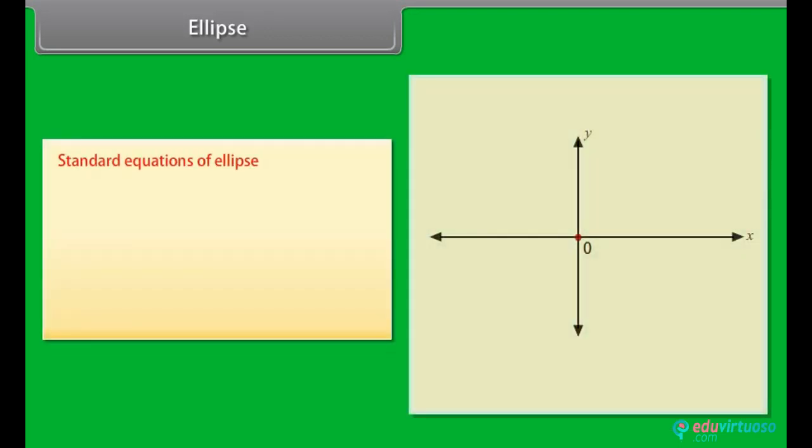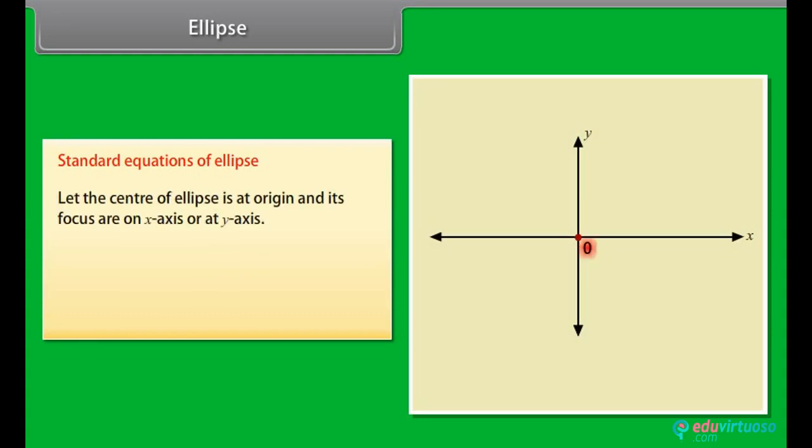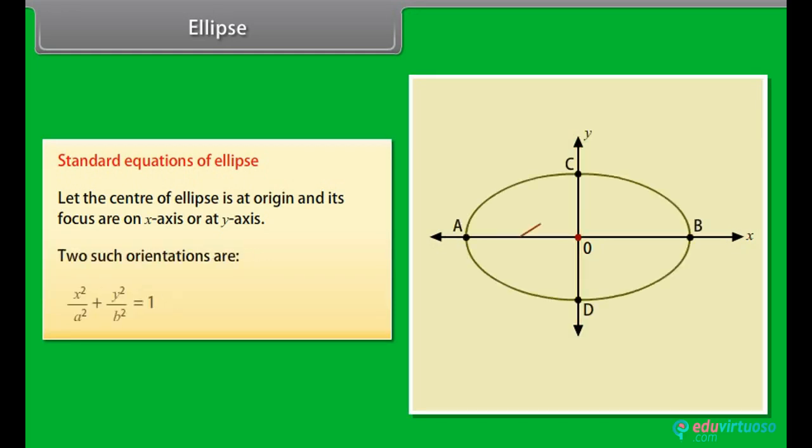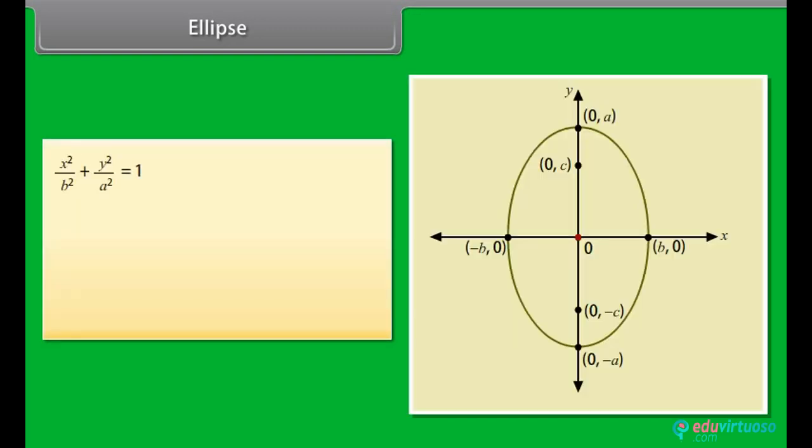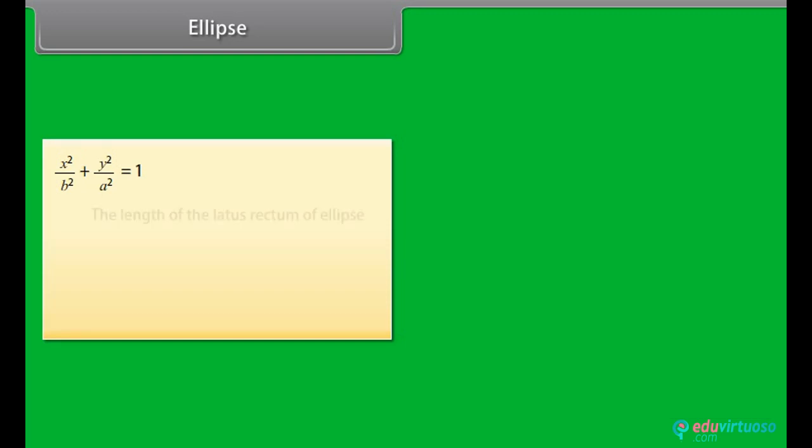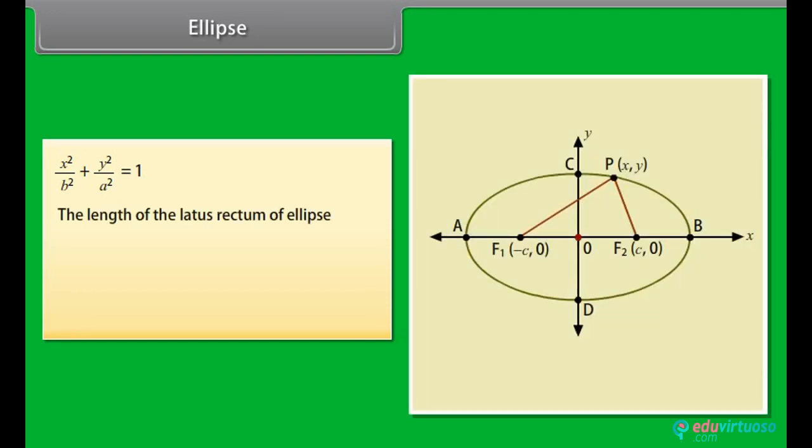Standard equations of ellipse. Let the center of the ellipse be at the origin and its foci be on the x-axis or on the y-axis. Two such orientations are x square upon a square plus y square upon b square is equal to 1, and x square upon b square plus y square upon a square is equal to 1. The length of the latus rectum of the ellipse x square upon a square plus y square upon b square is equal to 1 is 2b square upon a.